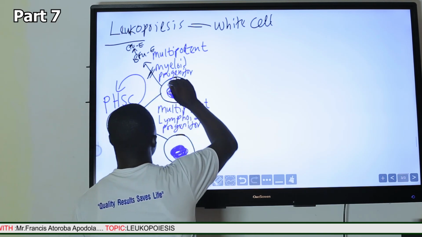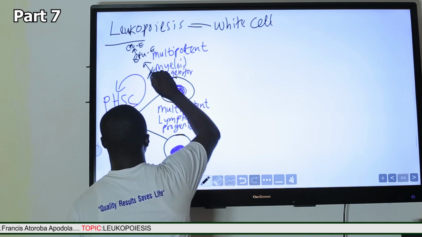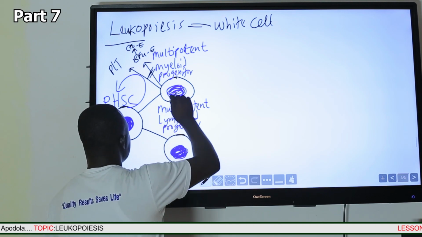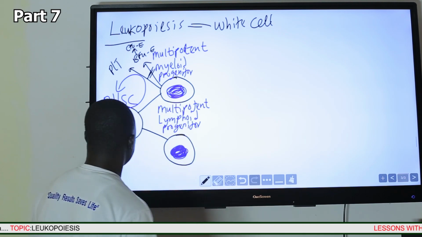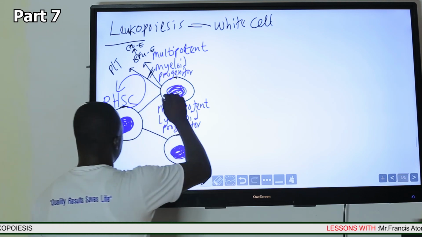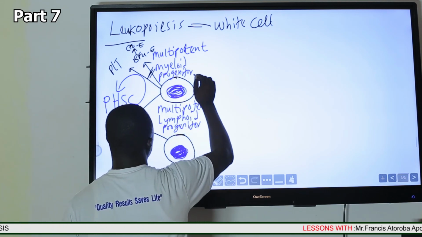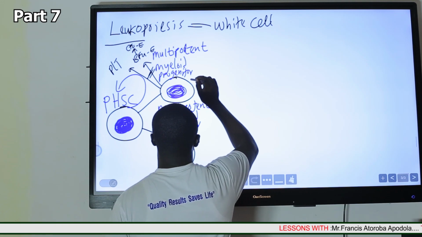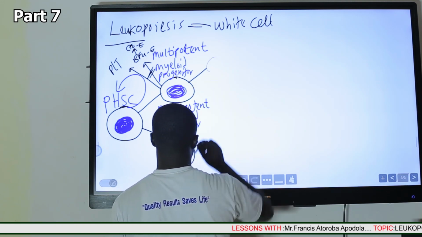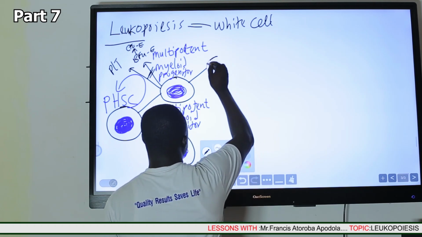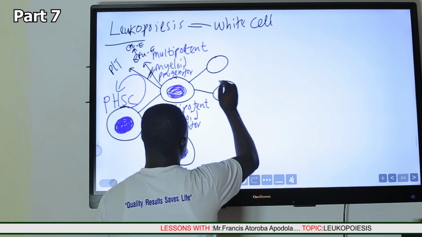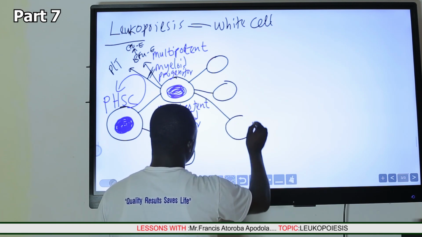Now, we can also obtain platelets. So we can obtain platelets from the myeloid progenitor stem cell. And let me actually move in this direction. So this myeloid progenitor stem cell will undergo differentiation. We have a stem cell here. We have another stem cell here. We have another stem cell here.